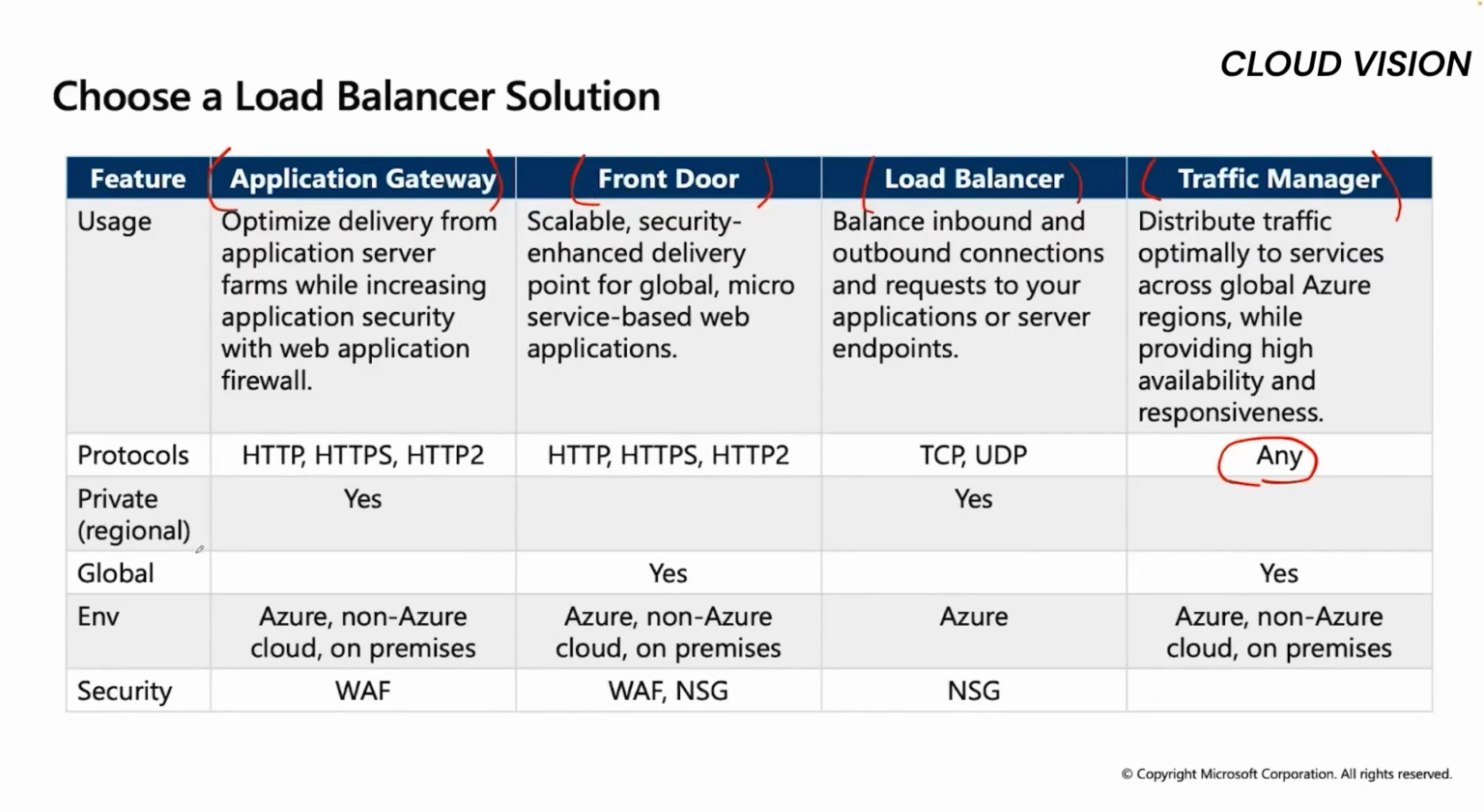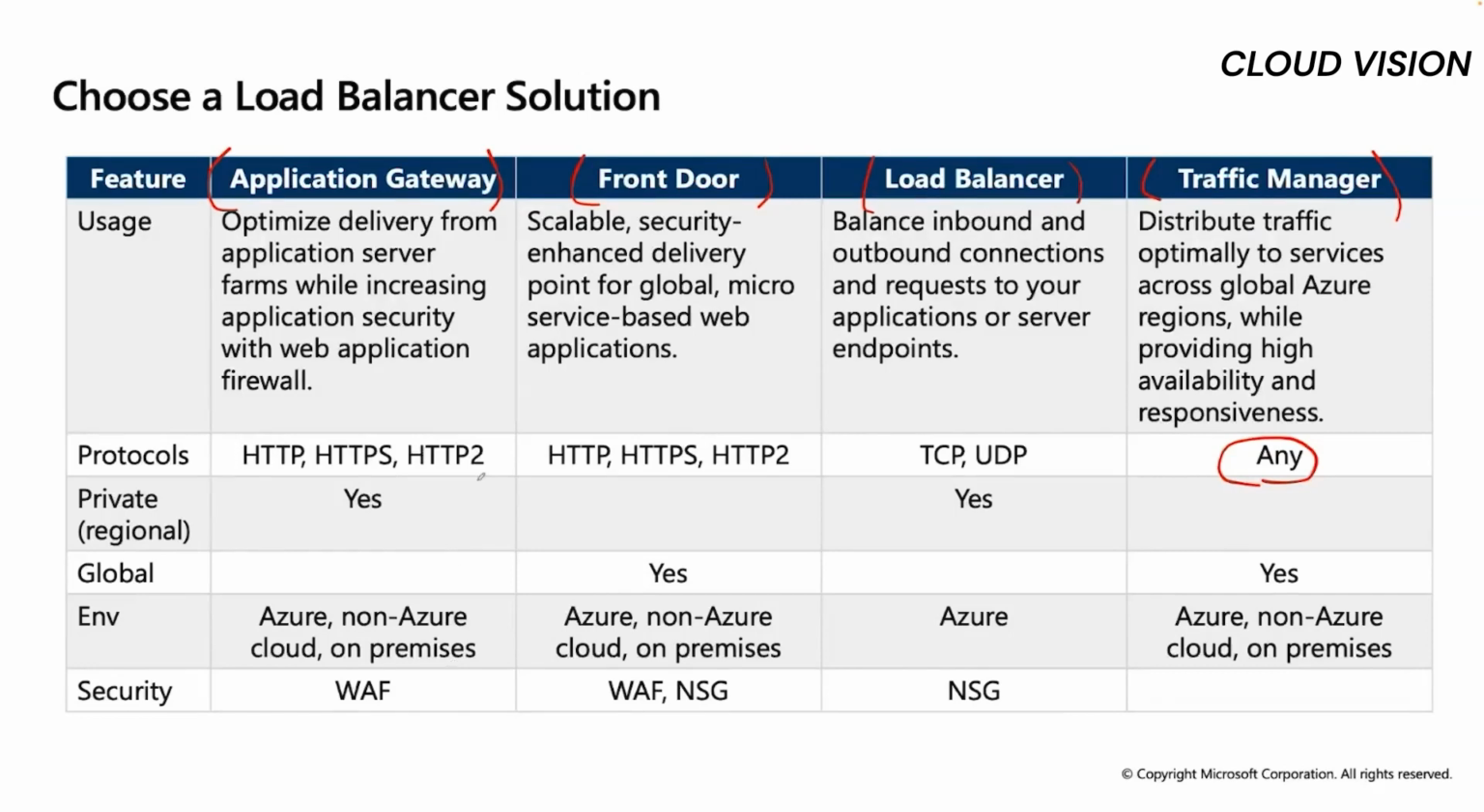Is that private or regional? Yes. Application gateway, yes. Front door, no. And the load balancer, yes, but no for traffic manager. The traffic manager and front door are mainly for global. Okay, so it sits on the public side. Environment-wise, they all sit on Azure. Application gateway, front door, and traffic manager can be on a non-Azure cloud or on-premises as well.